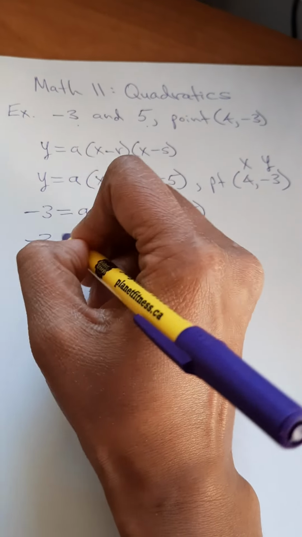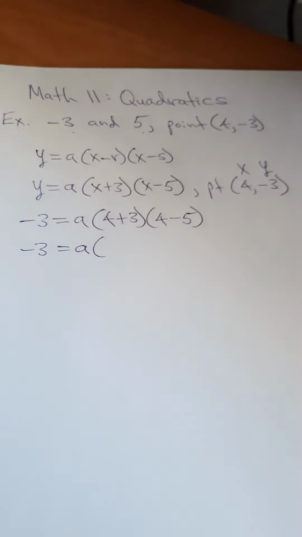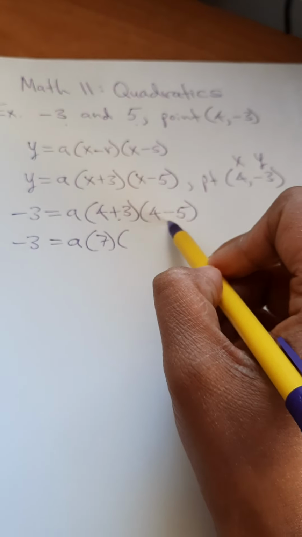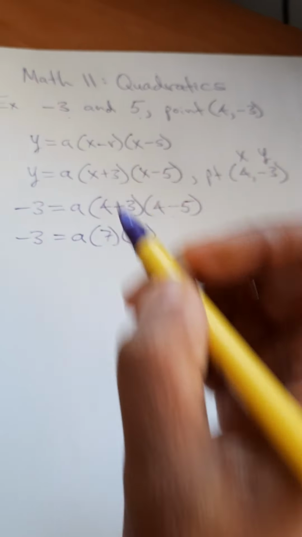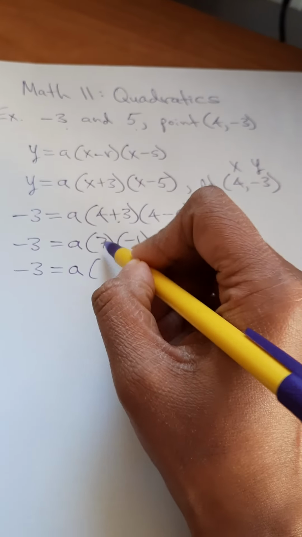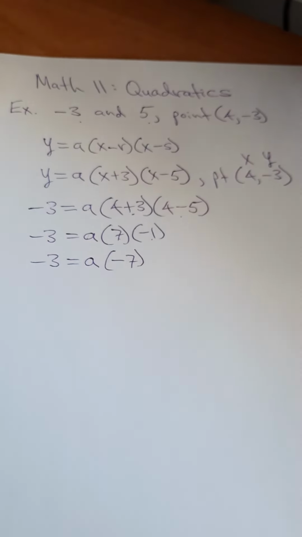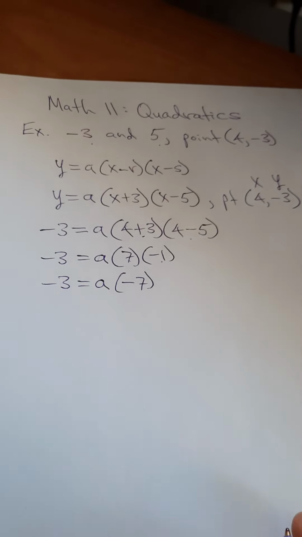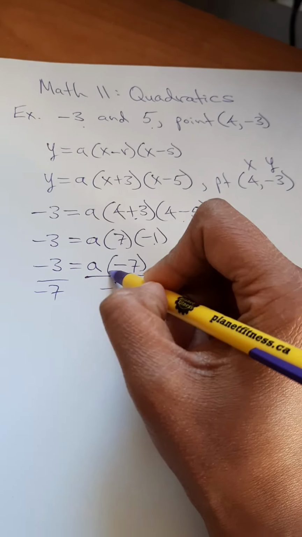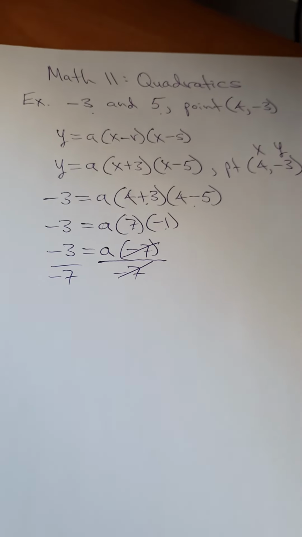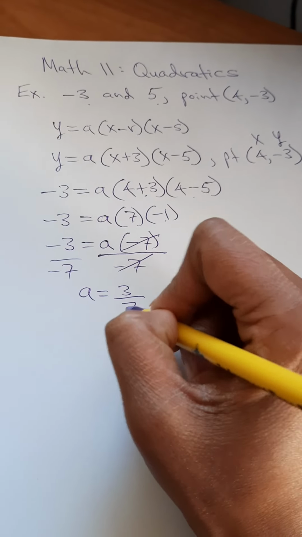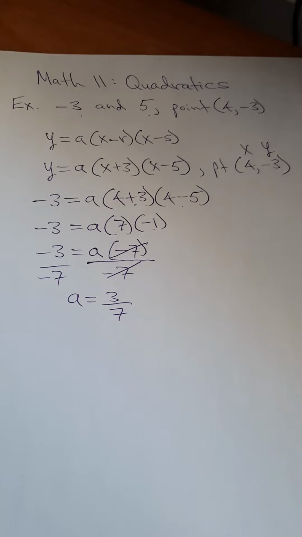So what we're going to do now, -3 equals a. And I always do the brackets separately here, okay? So this is 7, 4 plus 3, and 4 minus 5 is -1. Okay? So I have -3 equals a times 7 times -1, -7. Okay, because I'm looking for the value of a here, I'm going to divide it by -7 on both sides, so this cancels out. Okay, the two negative values also cancel out here. So my value for a is 3/7. Okay, does everyone see that?